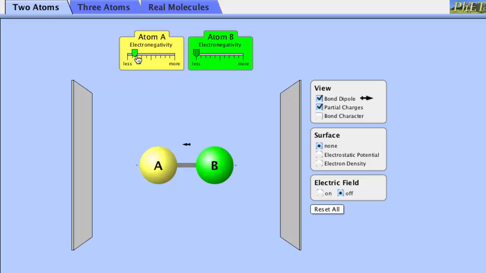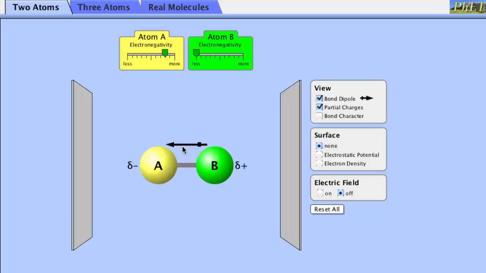Now observe what is happening to the atoms and the electrons that are present in the bonding pair here. You will notice that the electrons are being pulled closer to atom A and farther away from atom B.